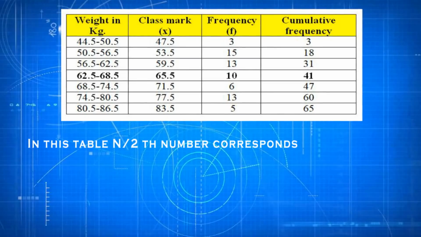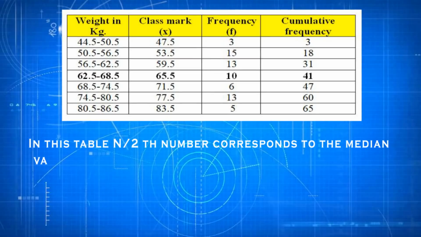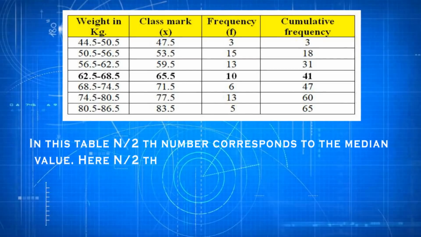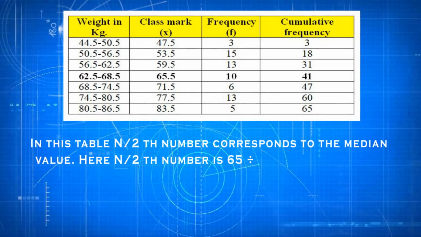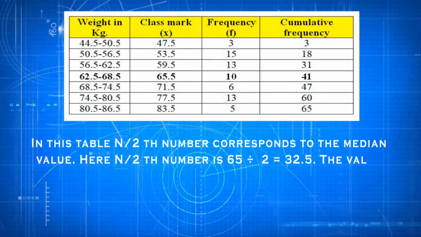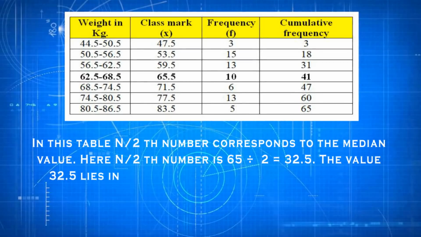Now, you apply the formula of median, which is L plus, within parentheses, n by 2 minus C, multiplied by H divided by F, which gives you the median value.